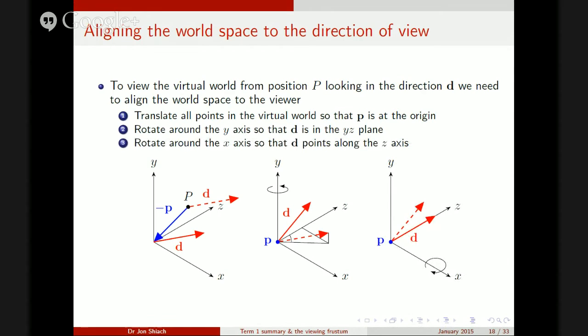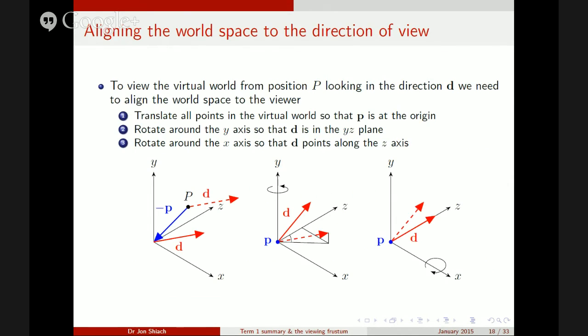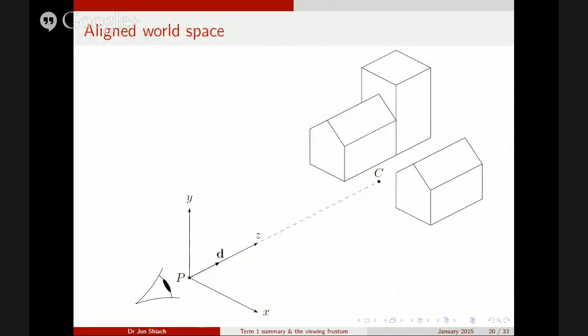And you saw how to do this last term with one of your assignments. You first translate P so it's at the origin, then you rotate around the Y axis, then you rotate around the Z axis. This is probably all old hat to you. We create an alignment transformation matrix and do all of that.